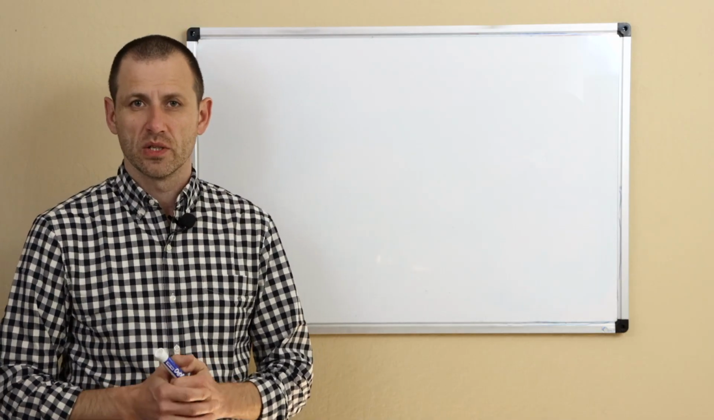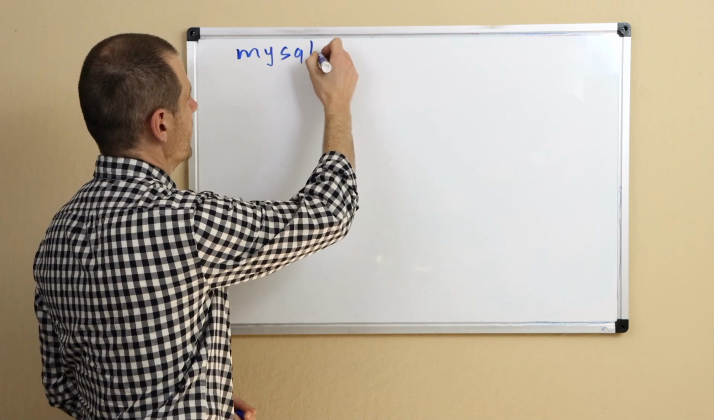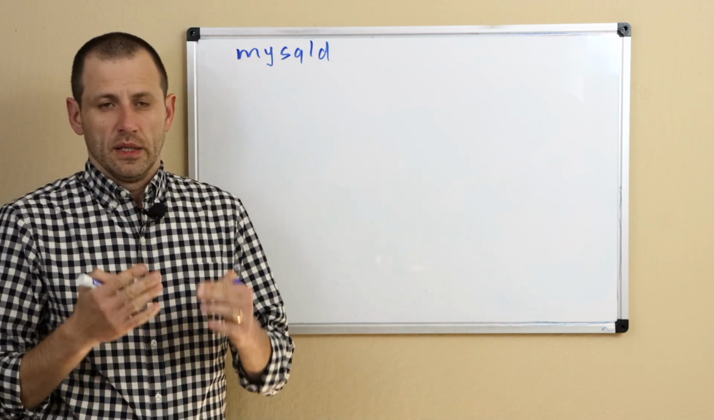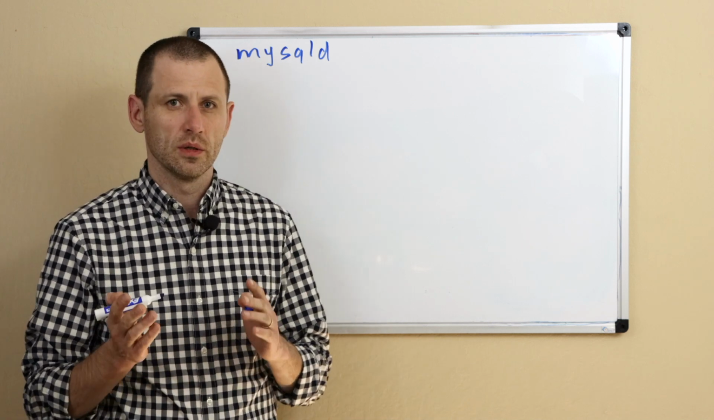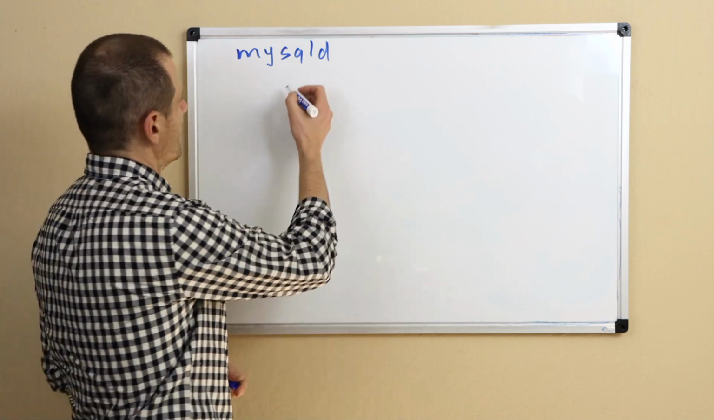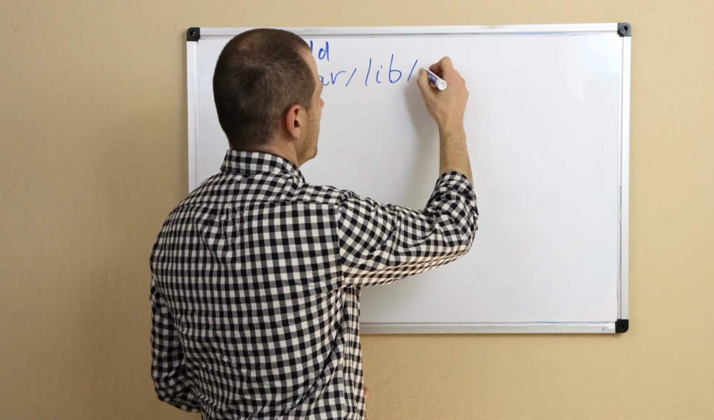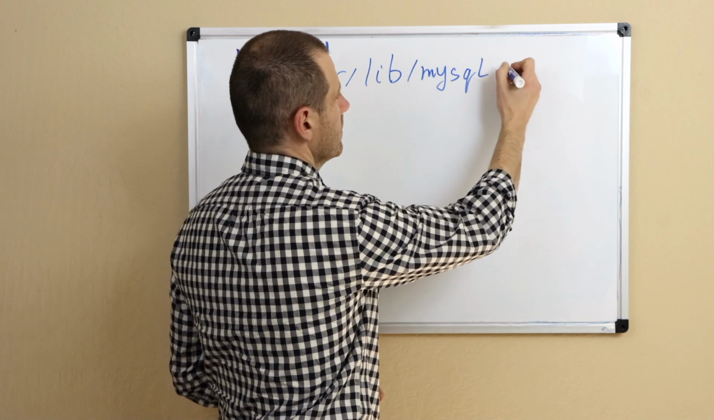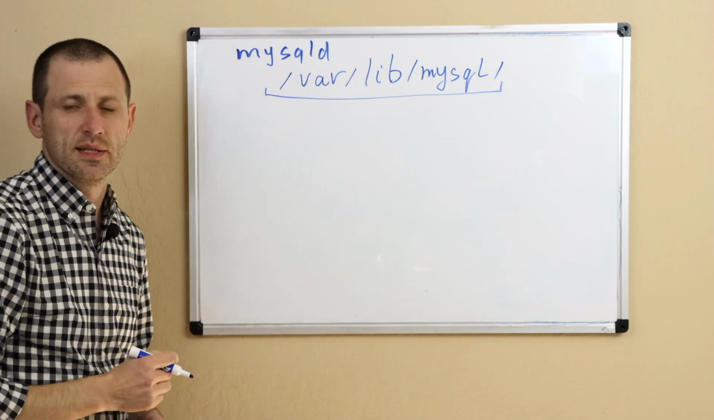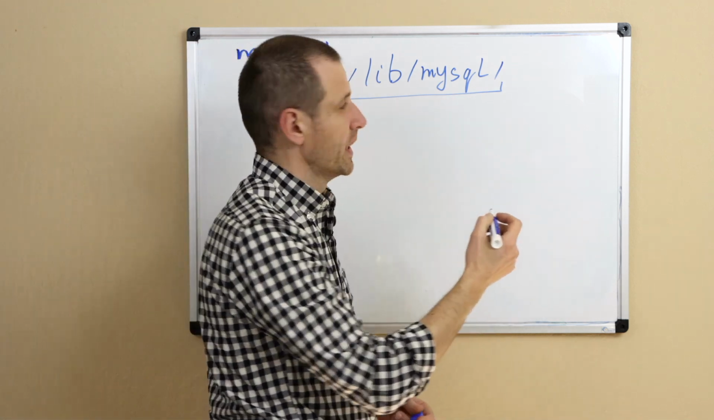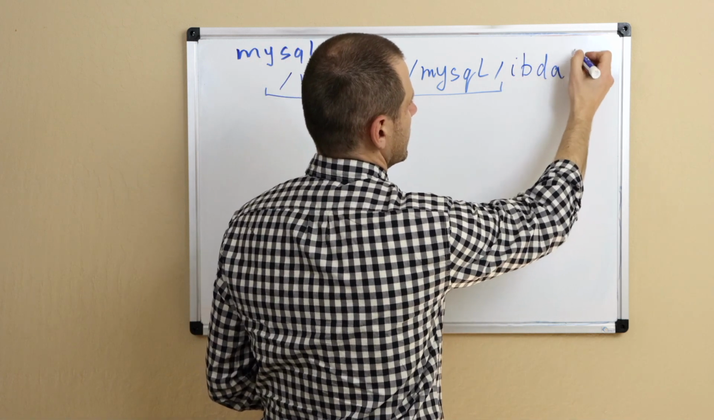Let's say we have a MySQL instance, MySQLD. It uses files from the MySQL data directory, which for short I will call datadir or MySQL datadir. For Linux it's /var/lib/mysql, and inside this data directory InnoDB creates the system tablespace, ibdata1.